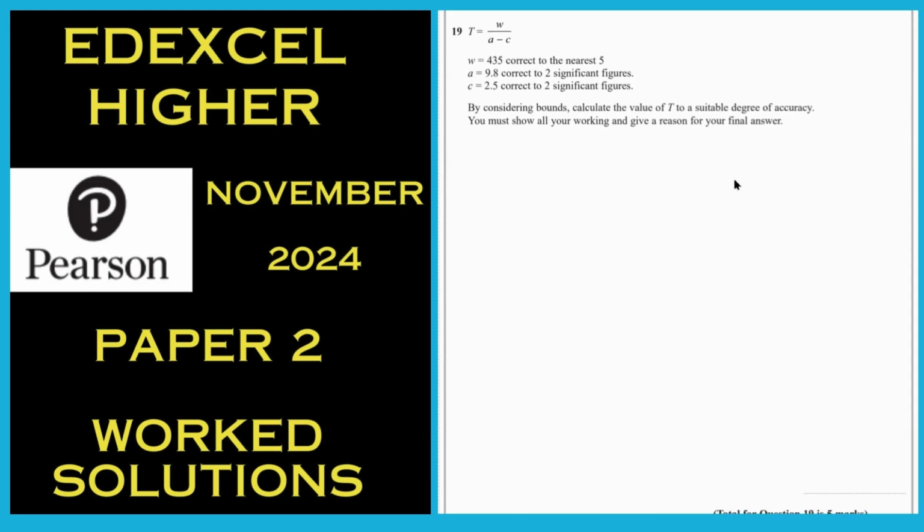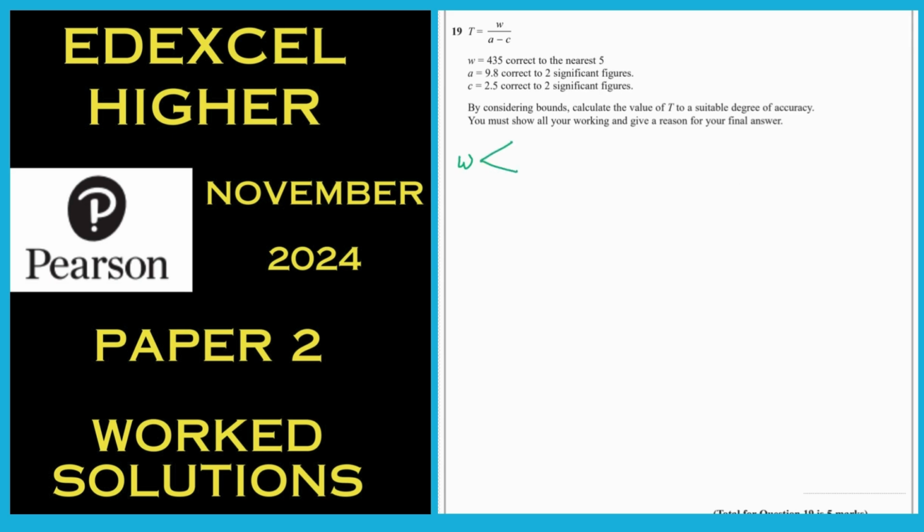Number 19, errors and bounds. I know people aren't a huge fan of these because they just take time, but I would argue do that exact thing. Take your time with them. Do not rush them. It's worth 5 marks. Take 6 or 7 minutes. It's fine.